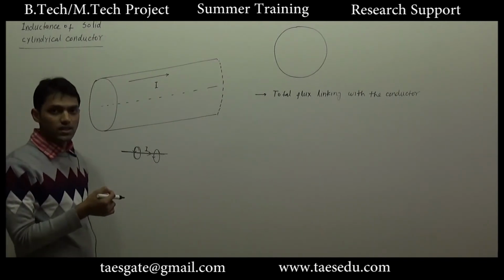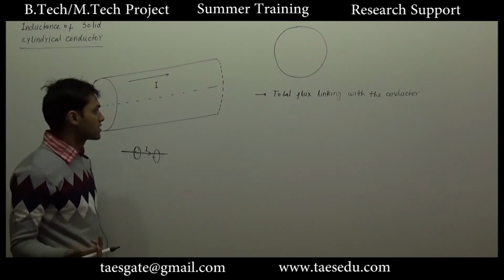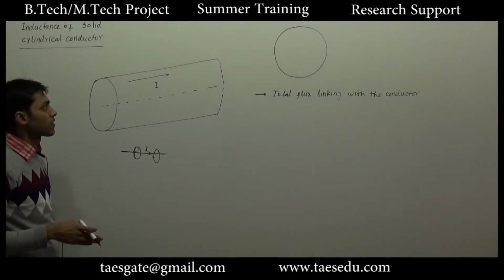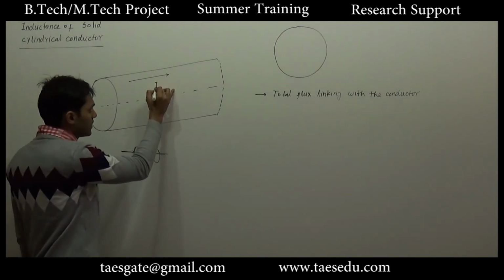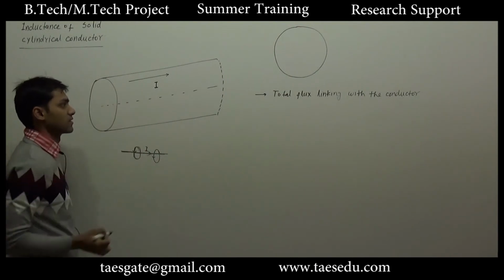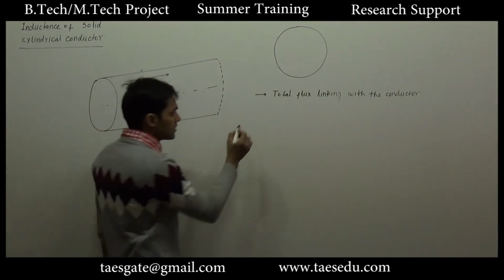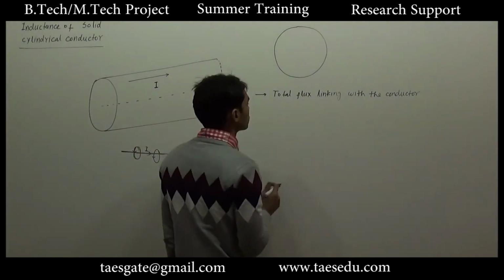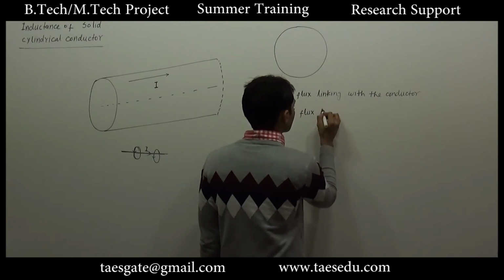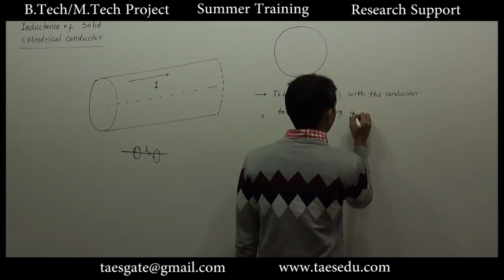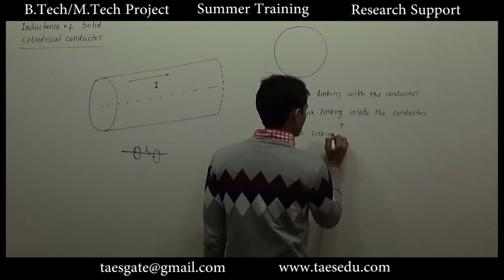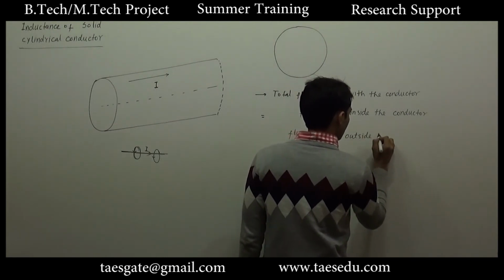So the flux linking with the conductor can be divided into two parts: the flux which is linking inside the conductor, and the other flux which is linking from outside the conductor. The conductor is carrying current I, and due to this current only there will be magnetic field, hence flux, and the same flux will link with the conductor. As I said, this flux can be divided into two parts. The total flux will be equal to the flux linking inside the conductor plus the flux linking outside the conductor.